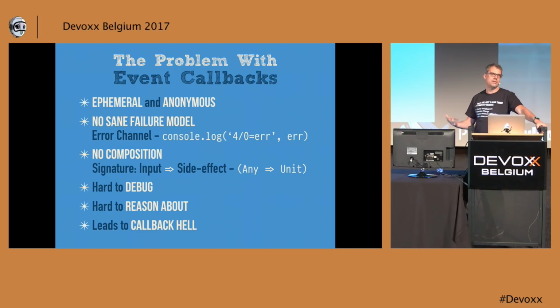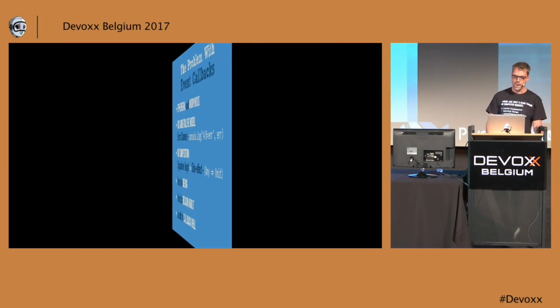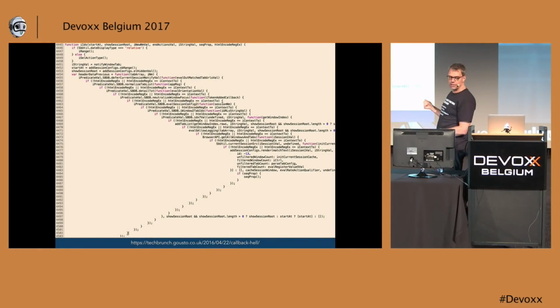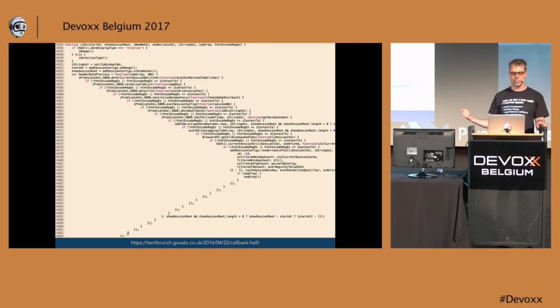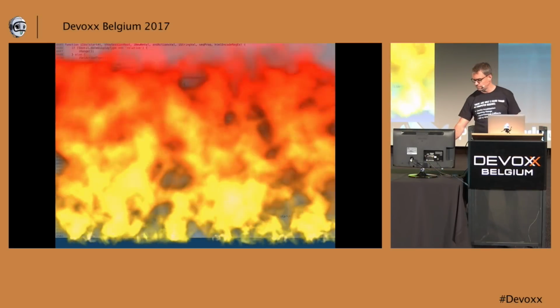And this means that it's hard to debug, hard to reason about, and often leads to the things people make fun of, the callback hell and the pyramid of doom. And if you still embark on this journey, you might actually find yourself trapped in this mess. Well, let it burn.